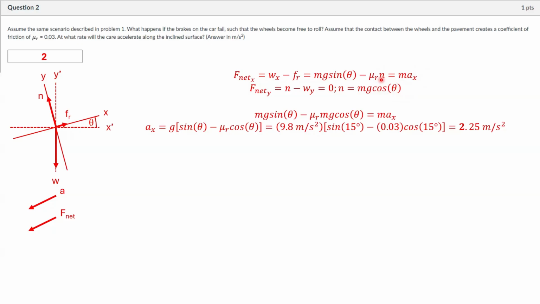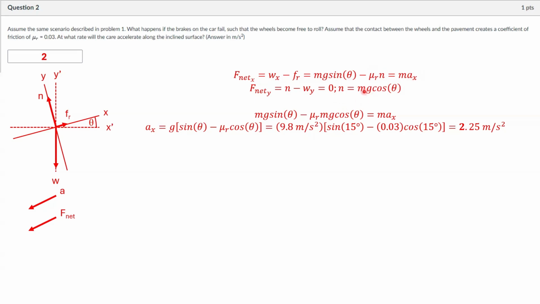Good reason to do this because now I've eliminated both the normal force and mass through the substitution. Those were the two things I didn't know. If I eliminate those two things, g I know, sine of theta I know, coefficient of rolling friction I know, g I know, cosine of theta I know, and acceleration is what I want. So this is clearly a path forward that will get me what I want based on what I have.